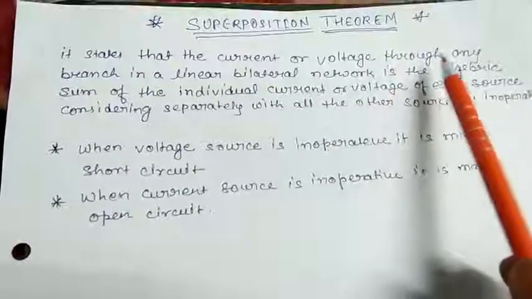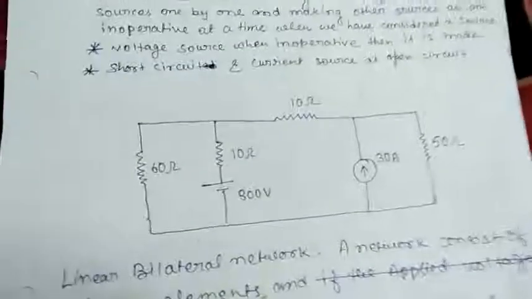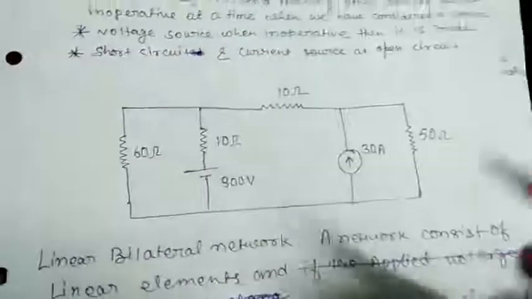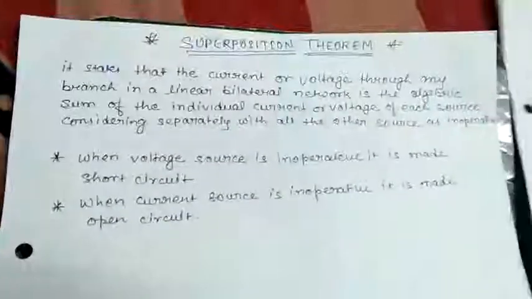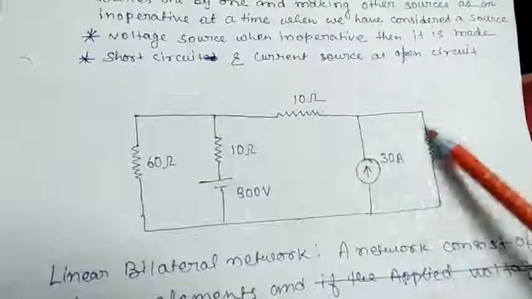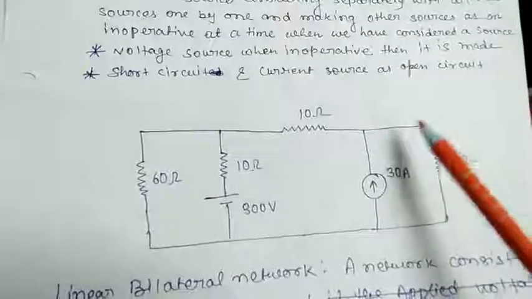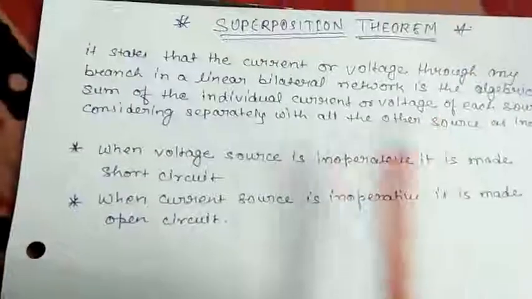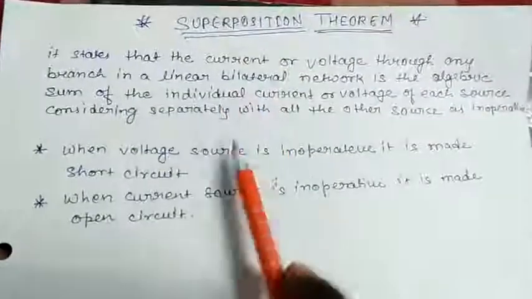The current or voltage through any branch in a linear bilateral network. Suppose we have this linear bilateral network given. This network is the linear bilateral network. Now you see what is stated here: the current or voltage through any branch in a linear bilateral network. That means within this network, the current or voltage through any of the branches, this is one branch, this is another, and this. So for any of the branches, if you are calculating the current, then what is stated here is the algebraic sum of the individual current or voltage of each source considering separately.